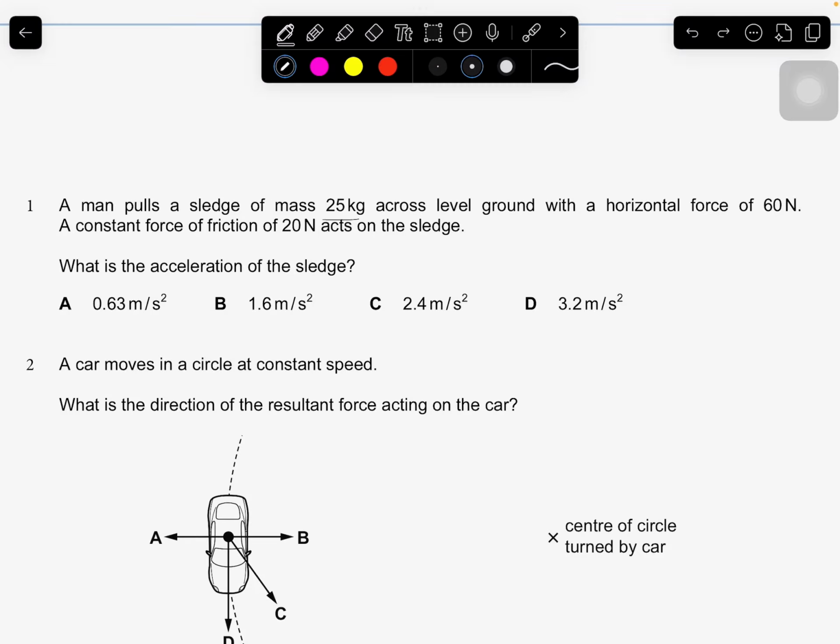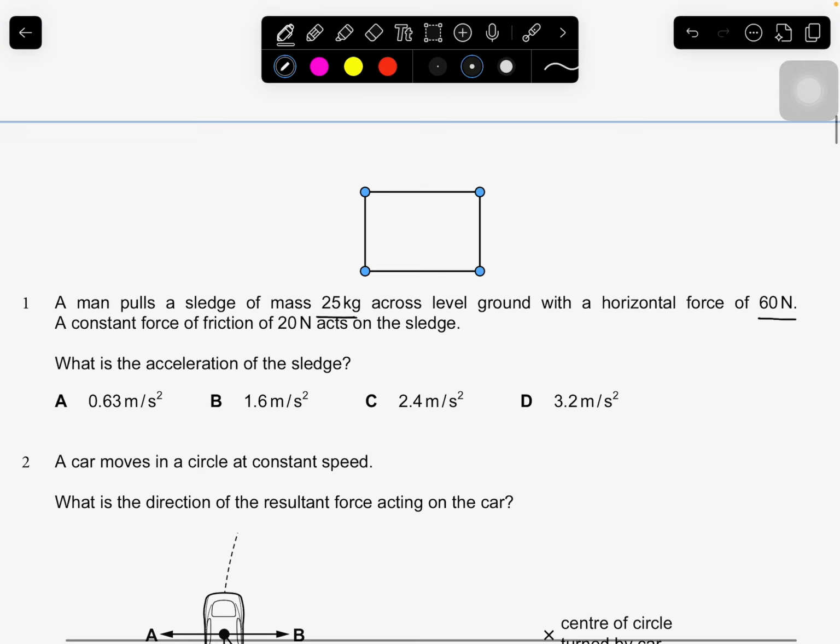A man pulls a sledge of mass 25 kilograms across level ground with a horizontal force of 60 newtons. Okay, so there's a mass, M. Please draw a diagram whenever possible. The mass is 25 kilograms, and there's a horizontal force of 60 newtons. A man's pulling it. They don't tell you if it's right or left, so you can choose your own directions.